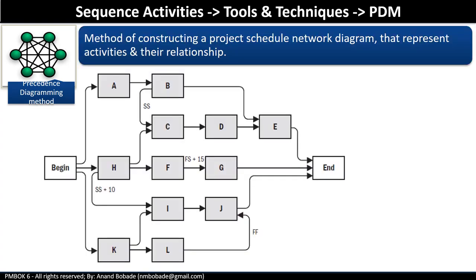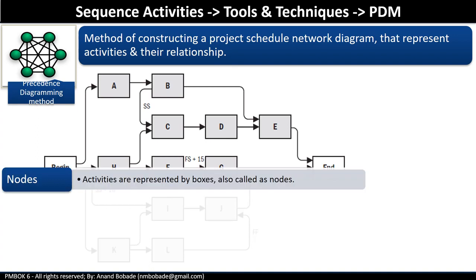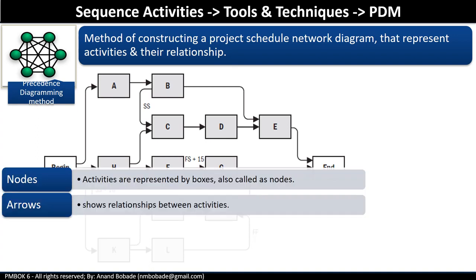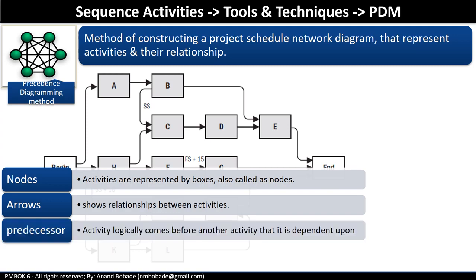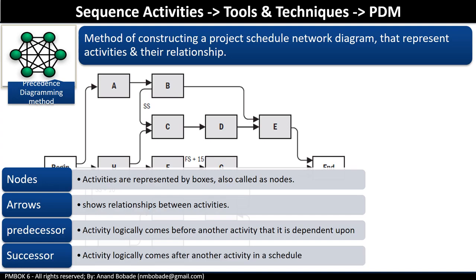Another tool and technique is precedence diagramming method. It is a method of constructing a project schedule network diagram that represents activities and their relations. You can see a project schedule network diagram on the slide. Let's understand this in more detail. Observe the diagram. What you see here. Activities are represented by boxes called nodes. Arrows show the relationship between these activities. And if an activity logically comes before another activity, then that is called a predecessor activity. If an activity logically comes after another activity, then that is called a successor activity.